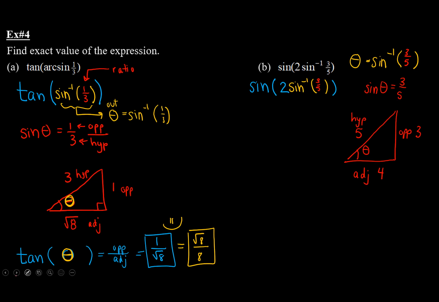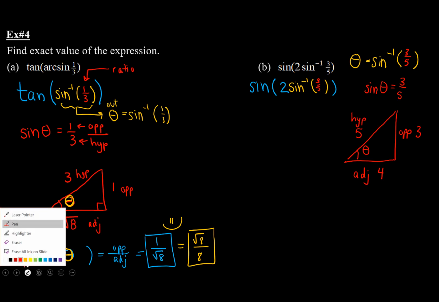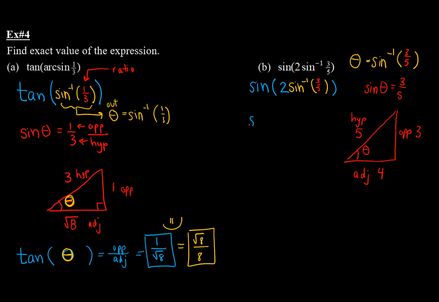Now, if I need to find the sine of 2 times that theta, I need to use a formula for that. Sine of 2 theta is equal to 2 times the cosine of theta times the sine of theta. And if you don't believe me, just look it up. So the 2 goes along for the ride.